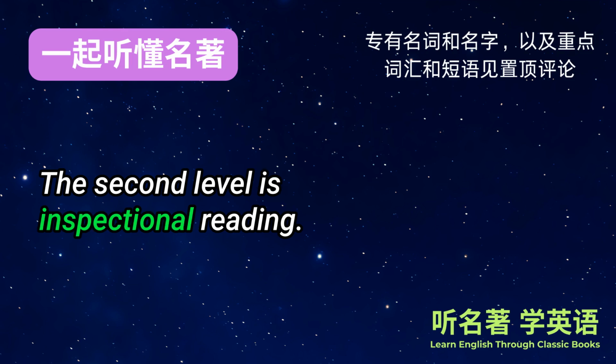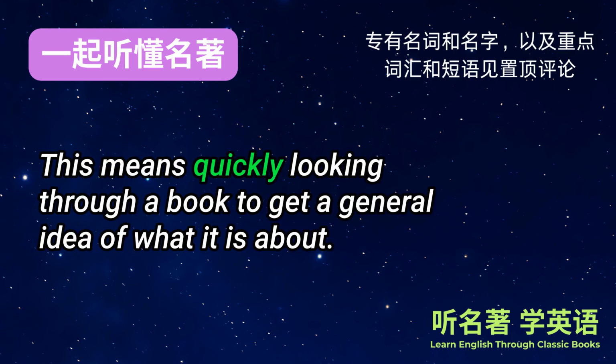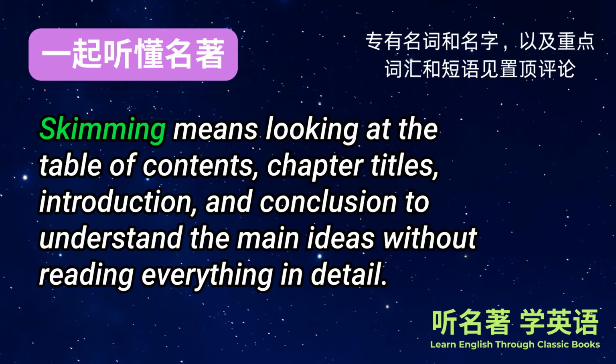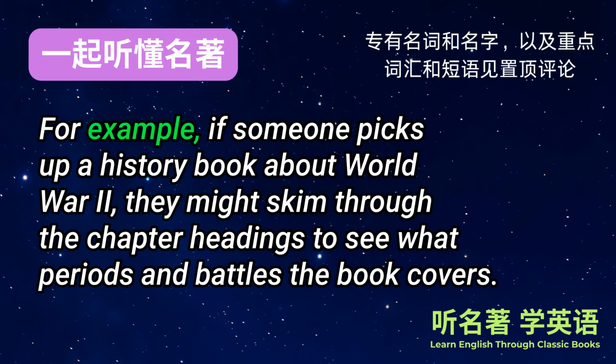The second level is inspectional reading. This means quickly looking through a book to get a general idea of what it is about. This can be done in 2 ways: skimming and superficial reading. Skimming means looking at the table of contents, chapter titles, introduction, and conclusion to understand the main ideas without reading everything in detail. For example, if someone picks up a history book about World War II, they might skim through the chapter headings to see what periods and battles the book covers.